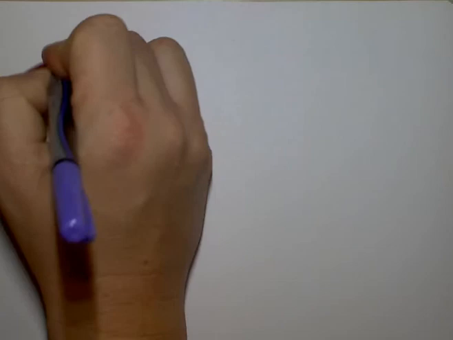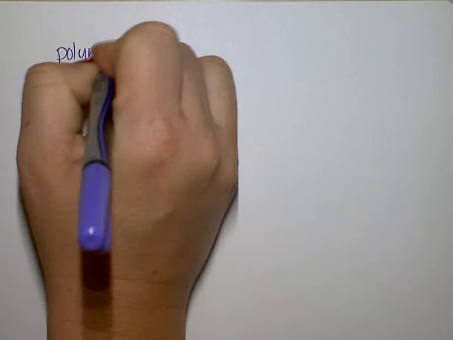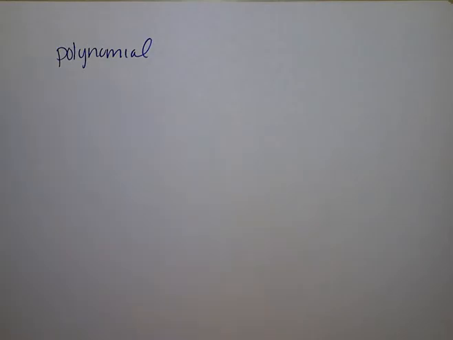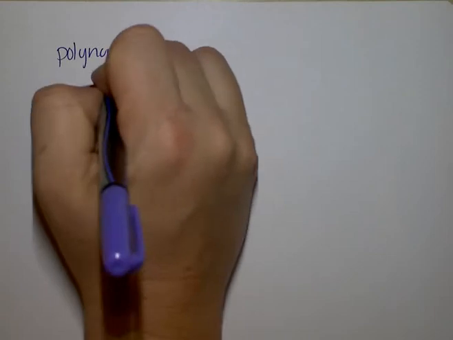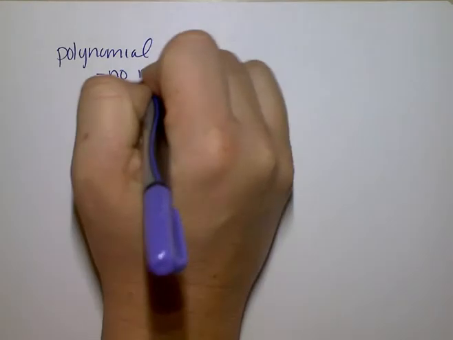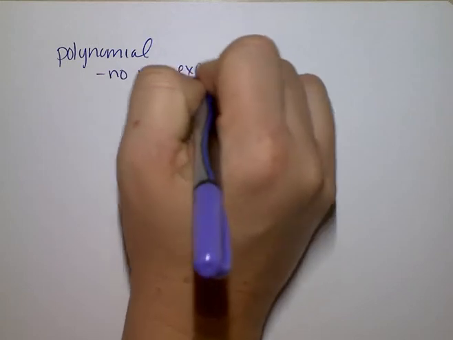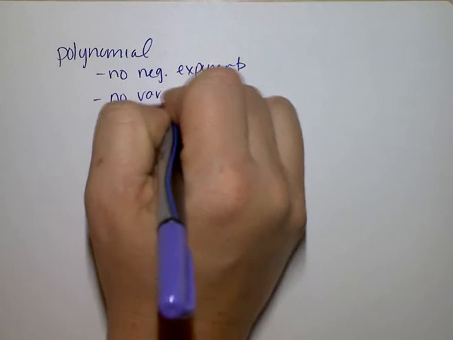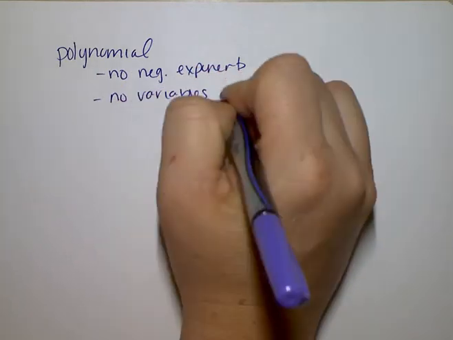So a polynomial is an equation, so it's just an equation, but there's two things it can't have. That equation cannot have negative exponents and no variables written as exponents.